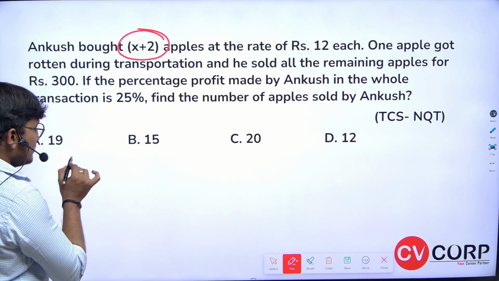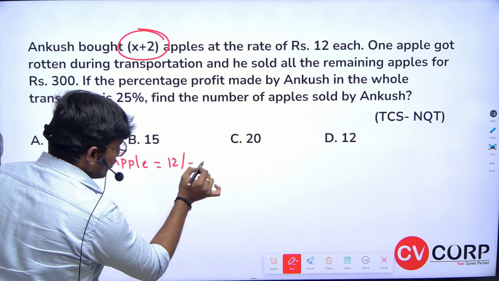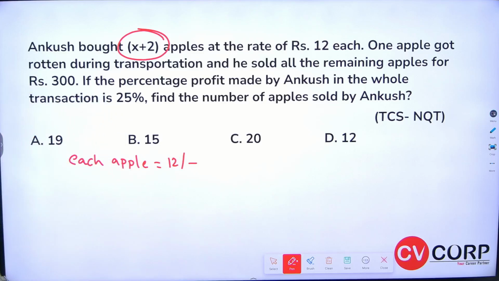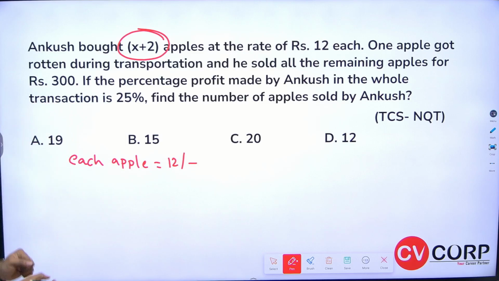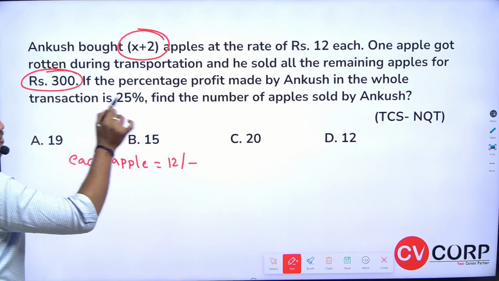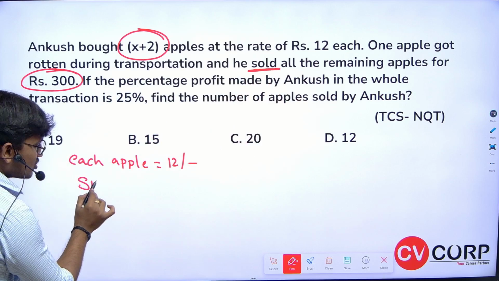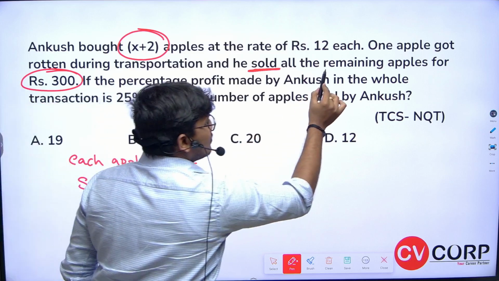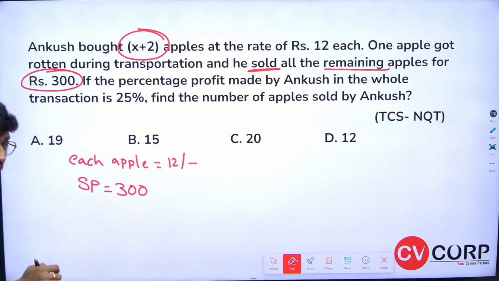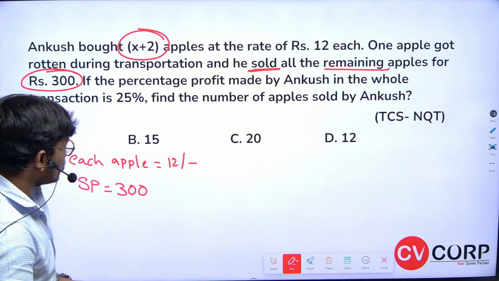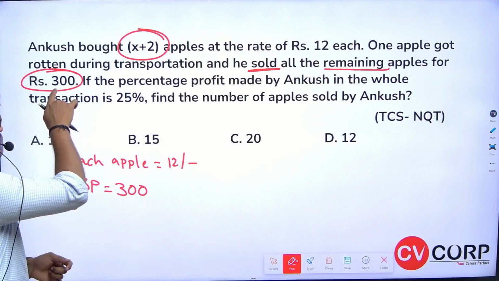Okay, let me write it here: each apple costs 12 rupees. One apple got rotten during transportation and he sold all the remaining apples for 300 rupees. So what are they talking about? He sold all the apples. Can I consider the selling price of all the remaining apples? So the selling price of all remaining apples is 300. We don't know initially how many apples he had, but we know that one apple he threw away and the remaining apples he sold for 300 rupees.